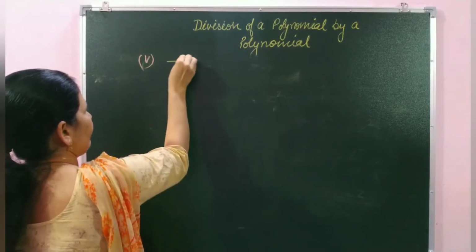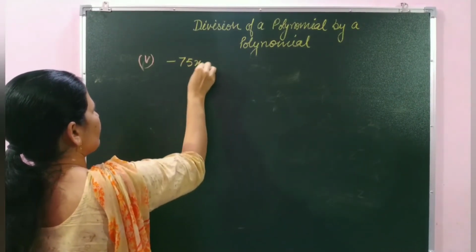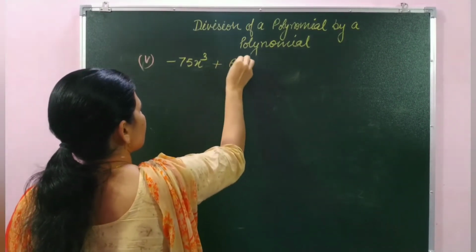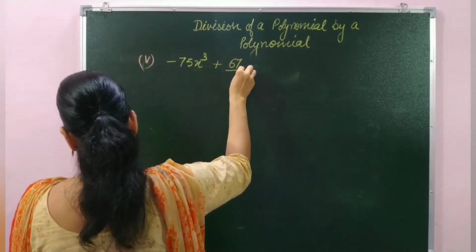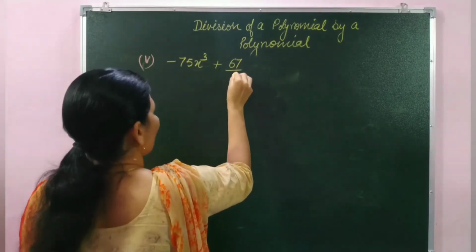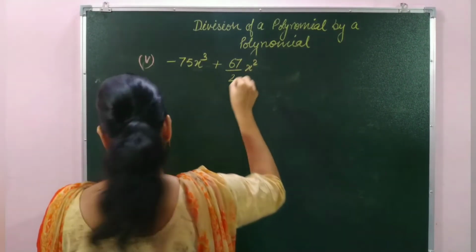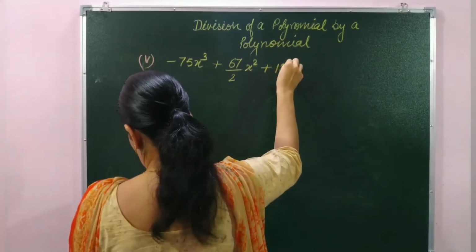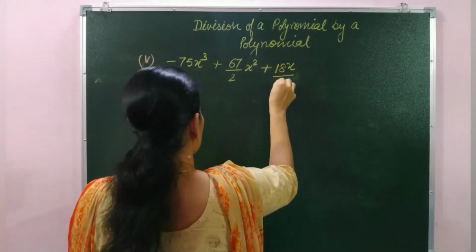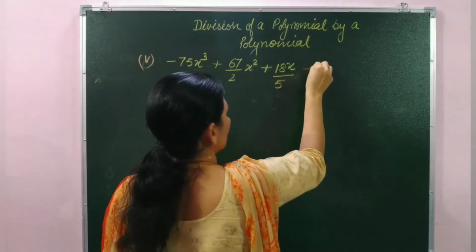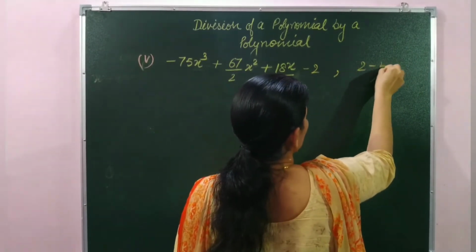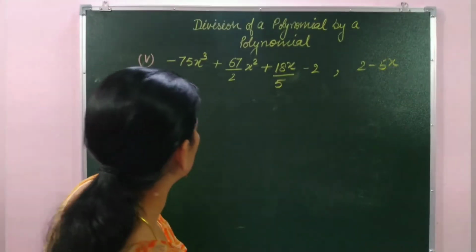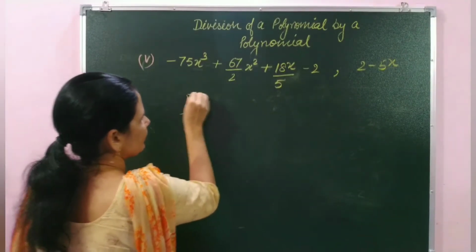minus 75x cube, then plus 67 by 2x square, then plus 18x by 5, and the last is minus 2, divided by 2 minus 5x. Okay, this expression they have given to us. So let's first write this one as a division.